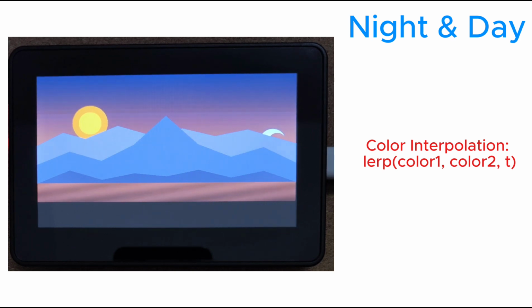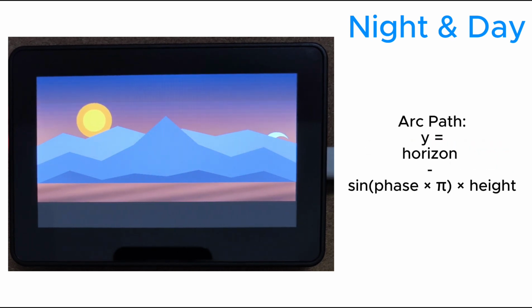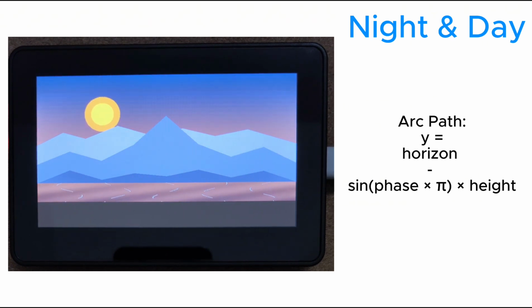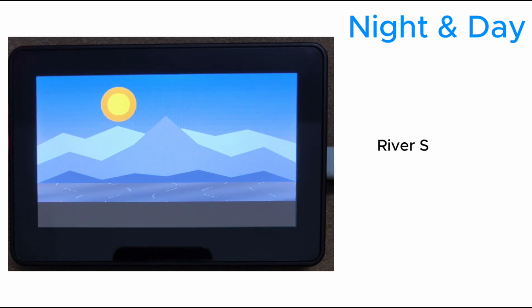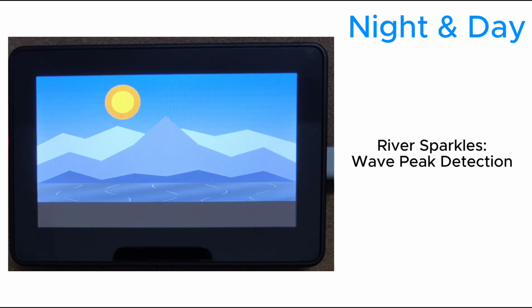As dusk arrives, warm oranges and purples take over, and the sun sinks toward the right. Night introduces stars twinkling independently, a soft crescent moon, and silvery river reflections. The 3 mountain layers shift color over the day, adding a sense of depth and atmosphere. All of this happens at 30 FPS on a microcontroller.